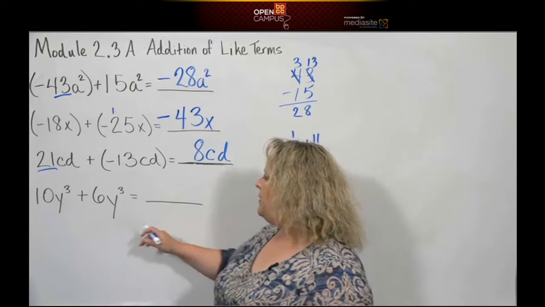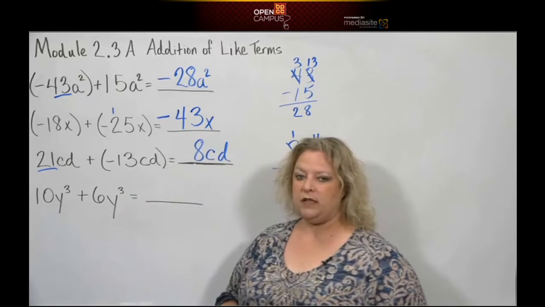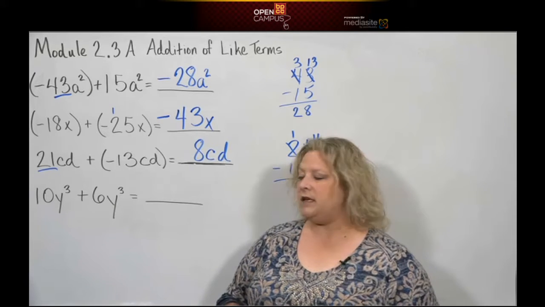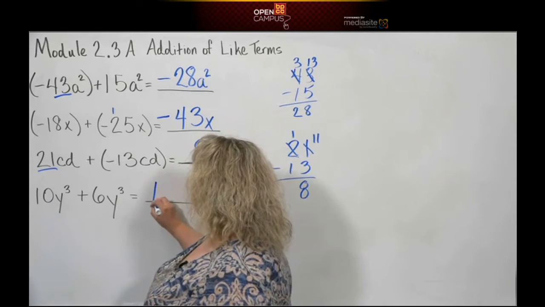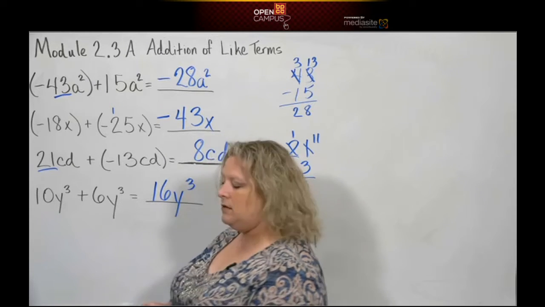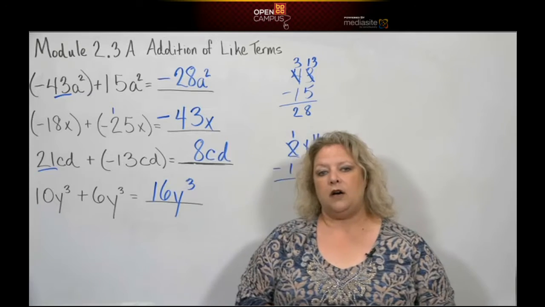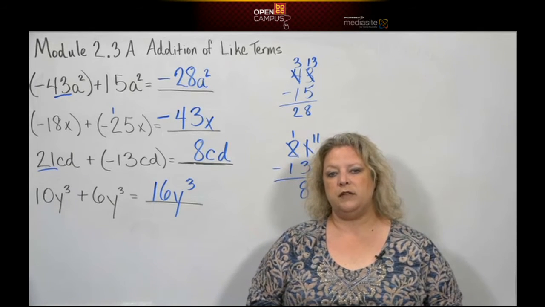Okay? And then our last one, we have a 10y to the third and a 6y to the third. They're both positive numbers, so all we have to do is combine them. So 10 plus 6 is 16. y to the third comes across to your answer, and that's it. All right, that ends adding of like terms. Now we're going to do subtraction.